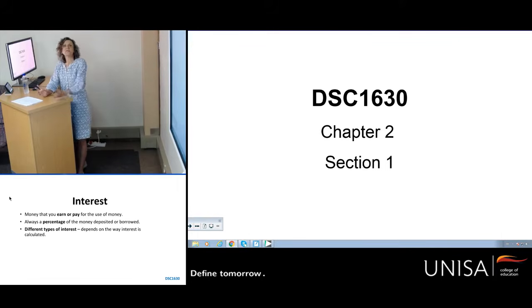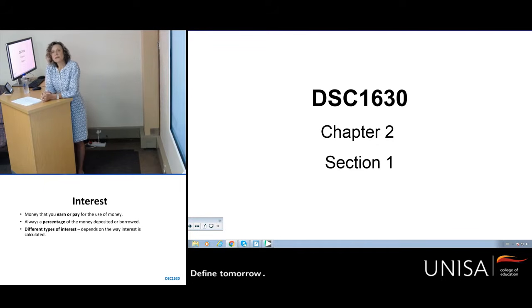Now firstly, what is interest? Interest is money that you pay or earn for the use of somebody else's money. Let's say you go to the bank and you need money to buy something, a house or a car, and you would like to borrow money from them. They will give you the money, but for the use of that money, they want something back because it's their money. And that's what we call interest.